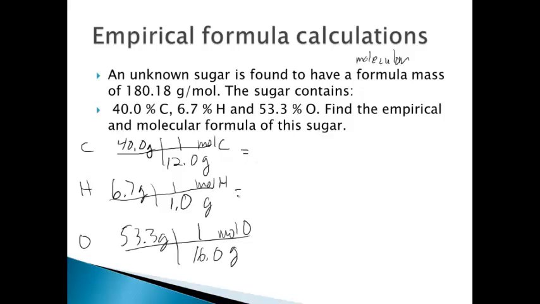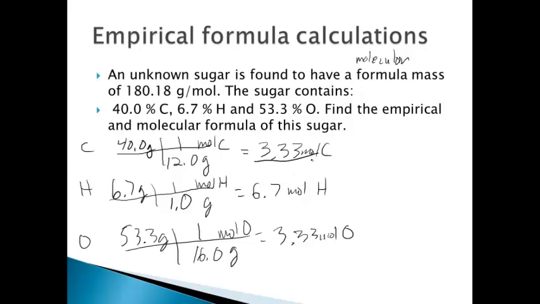I'm doing this part relatively quick because we've already done this in the last video. So 40 divided by 12 times 1, and we get 3.33 moles of carbon. This one's going to give us 6.7 moles of hydrogen. Multiply 1, divide by 1. And the last one, 53.3 divided by 16, gives us 3.33 moles of oxygen. Remember that was step 2.